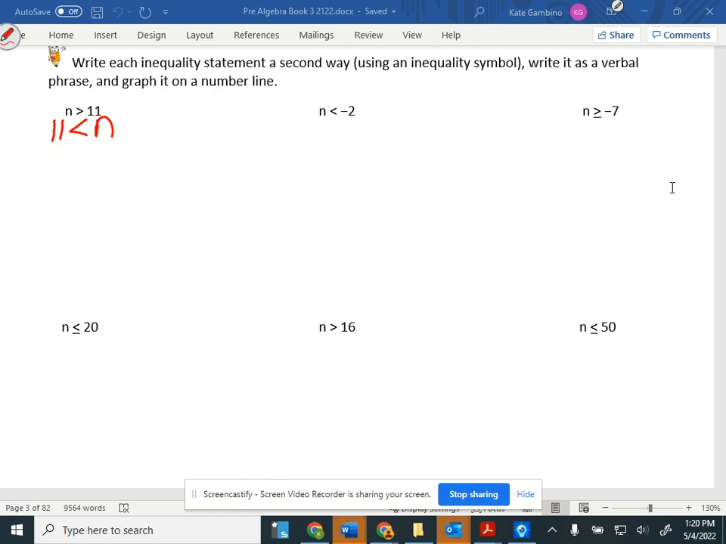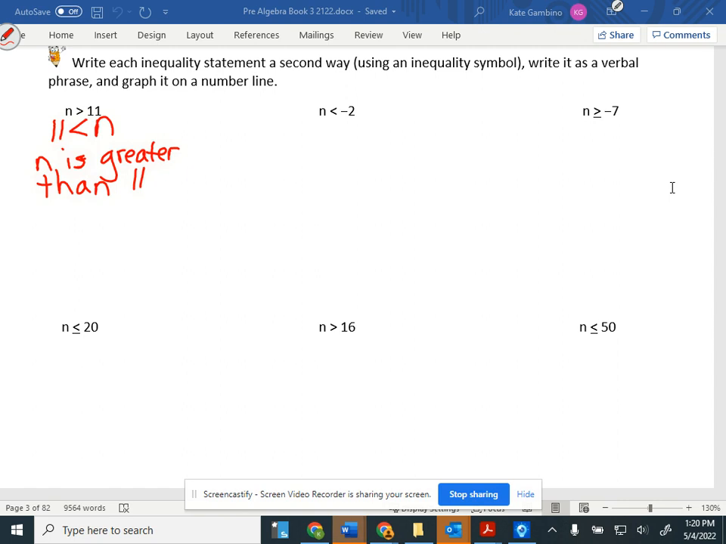So then he says, write it as a verbal phrase. So I could say n is less than... n is more than. Sorry, thank you. I was looking at... n is greater than 11. So that's my verbal phrase. I'm using my words.